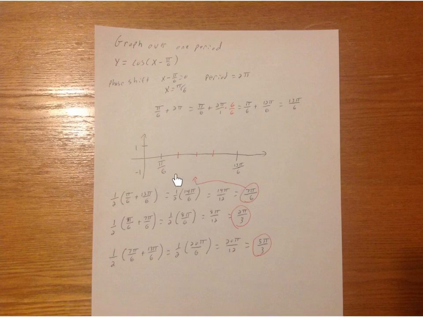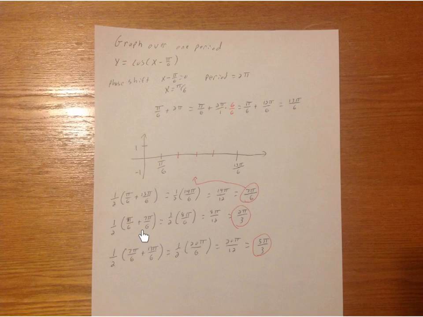And so you want to add pi sixth and 7 pi sixth. Multiply by half, or that's the same as dividing it by 2. Pi 6 plus 7 pi 6 is 8 pi over 6. Multiply that by half, that's 8 pi over 12. You divide by 4, that's 2 pi over 3. That 2 pi over 3 would be right here.